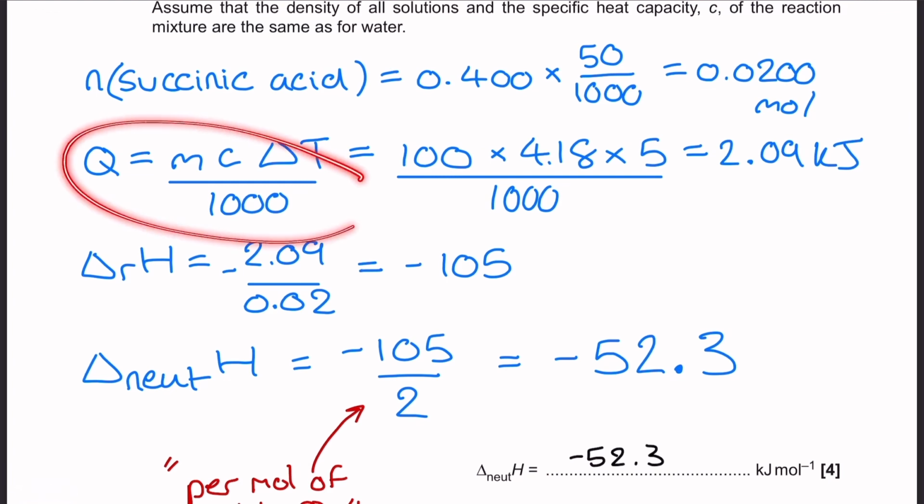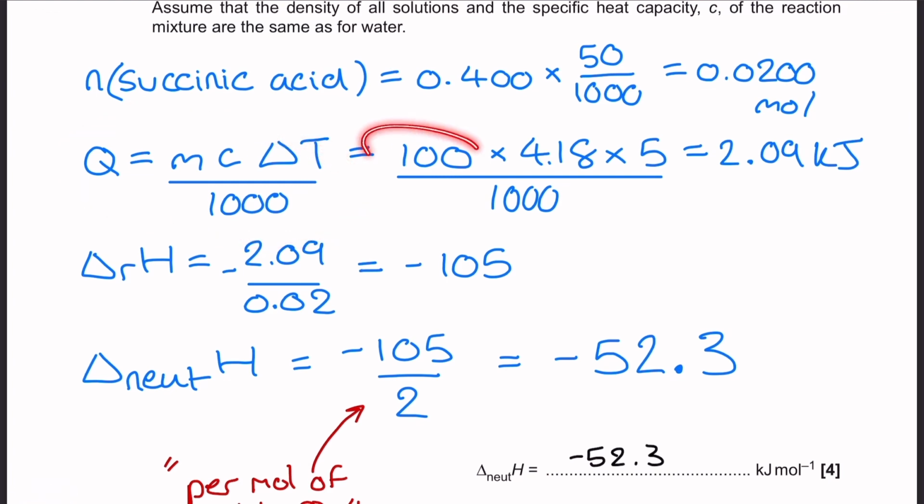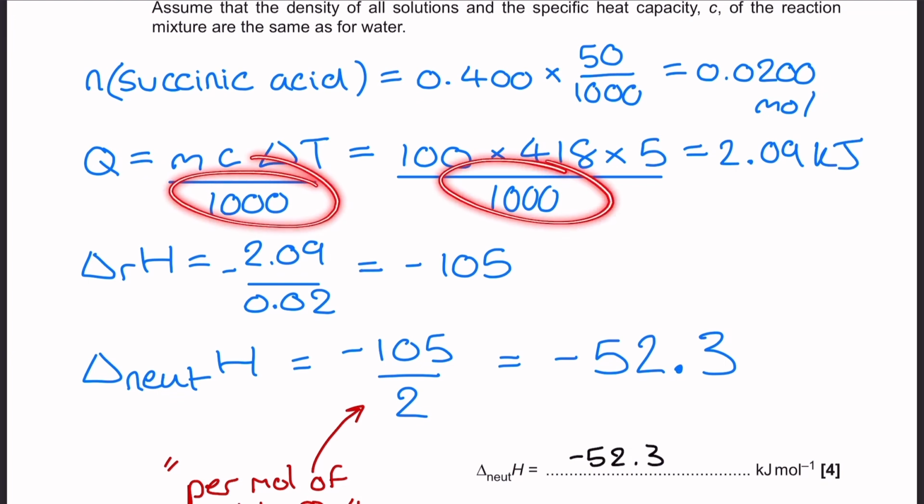Q equals mc delta T over 1,000. We're using 100 because that's the total volume of the solution. So 100 centimeters cubed is 100 grams. 4.18, shown on the data sheet, is the specific heat capacity of water. 5 is the delta T. That gives me a value here in kilojoules of 2.09. I always do the divide by 1,000 just to save me a job later.